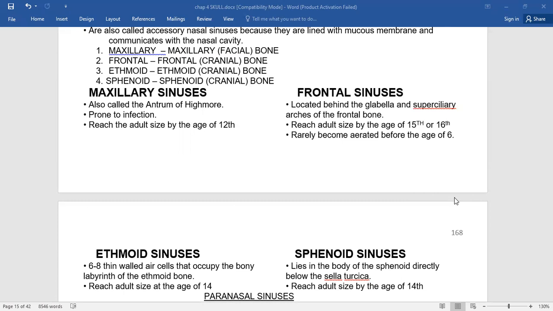For frontal sinuses, located behind the glabella and superciliary arches of the frontal bone, they can reach adult size at the age of 15 or 16, and very rare lang daw na may hangin siya before the age of 6. Usually, ang frontal sinuses, nagkakaroon na ng hangin when we reach the age of 6 years old and above.